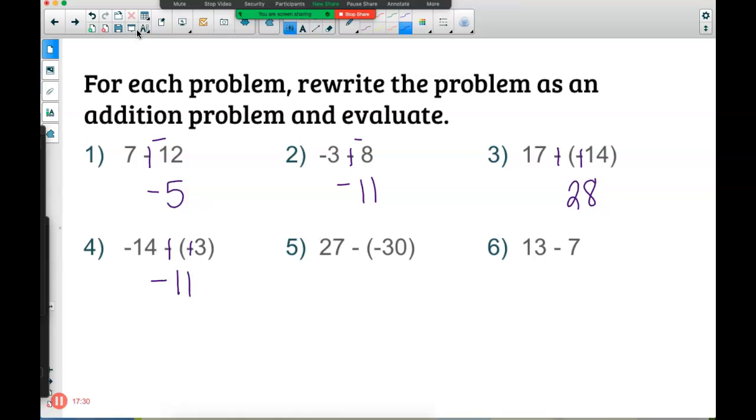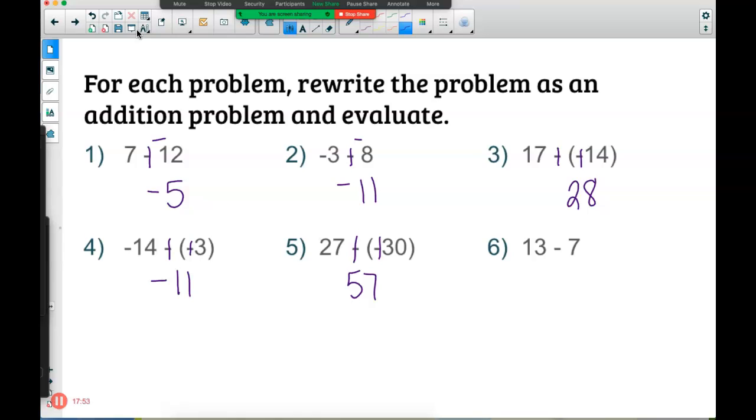Okay, number 5, 27 minus negative 30. How do I change it? Egan? 27 plus 30. Keep, change, change. What's 27 plus 30? Go ahead, Derek. 57.